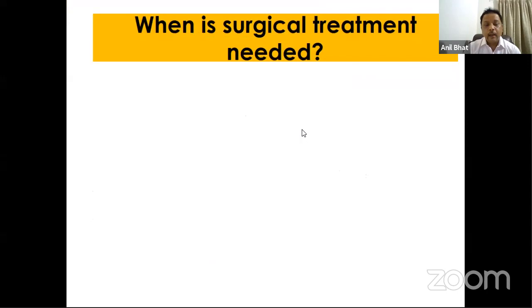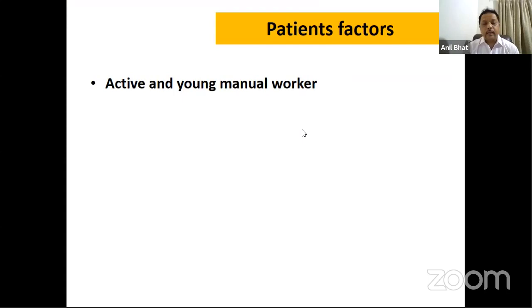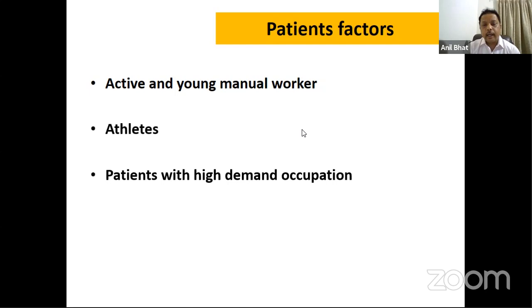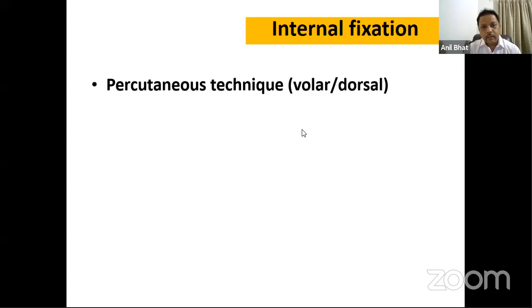So the question now is, when is surgical treatment required? Unstable fractures, displaced or comminuted fractures definitely require it. And as I said, patient factors. If the patient is young, active, a manual worker, like the second case I showed you, or athletes, patients with high demand occupations, and who want to go for early range of motion, these are the patients we need to think of operative fixation.